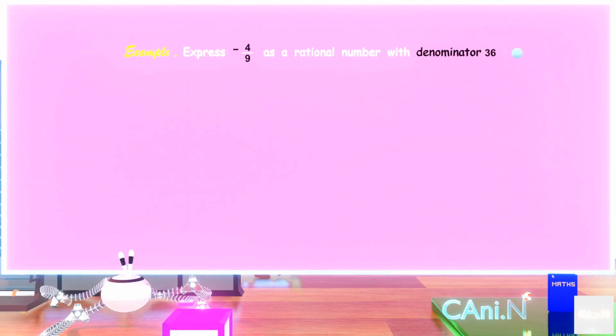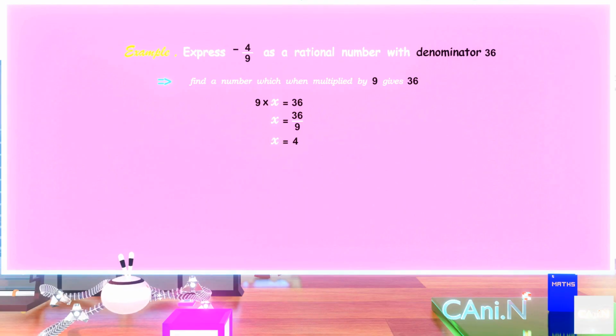Example. Express minus 4 by 9 as a rational number with denominator 36. Here we observe, denominator of minus 4 by 9, that is, 9 is less than 36. So, we will use multiplication operation. So, find a number which, when multiplied by 9, gives 36. 9 into x equals 36. X equals 36 by 9. Therefore, x equals 4. Now, we multiply numerator and denominator by 4.